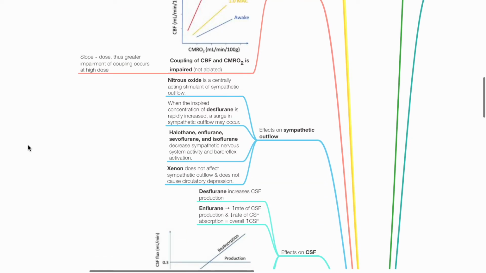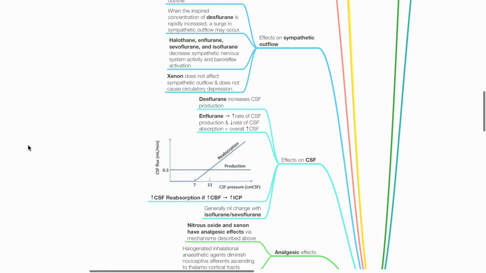Effects on sympathetic outflow. Nitrous oxide is a centrally acting stimulant of sympathetic outflow. When the inspired concentration of desflurane is rapidly increased, a surge in sympathetic outflow may occur. Halothane, enflurane, sevoflurane, and isoflurane decrease sympathetic outflow and baroreceptor reflex. Xenon does not affect sympathetic outflow and does not cause circulatory depression.